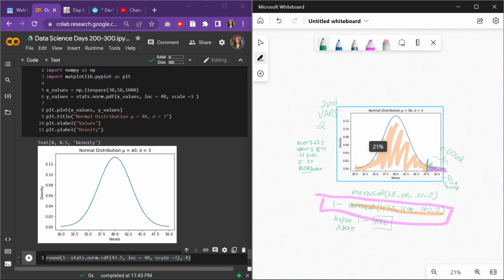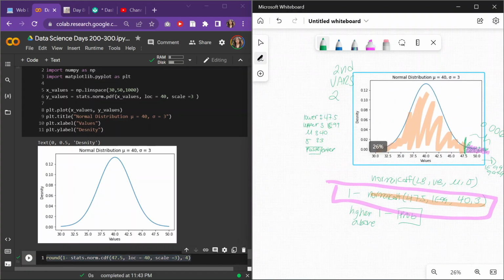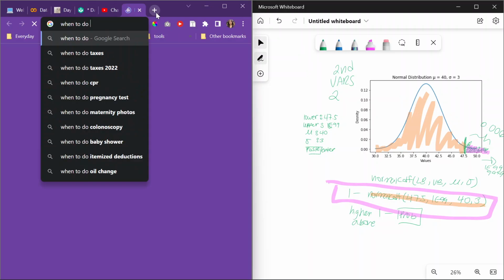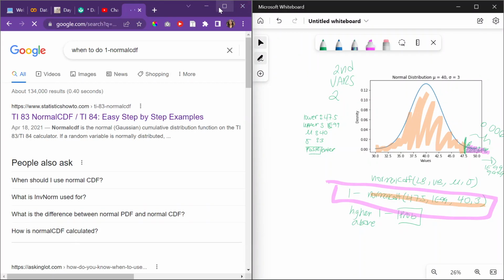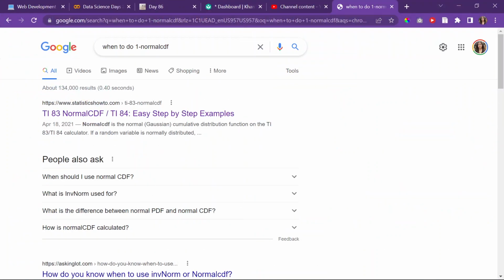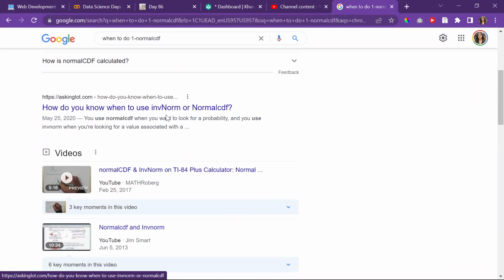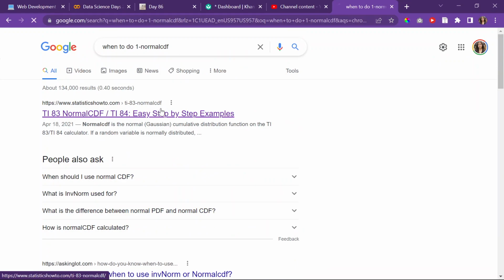But that makes sense though. You would do 1 minus that. Why does normal CDF calculate it for you like that? When to do 1 minus. When to do 1 minus normal CDF. Now I'm doubting myself. See, this is why it's so sad. How do you know when to? No, please.